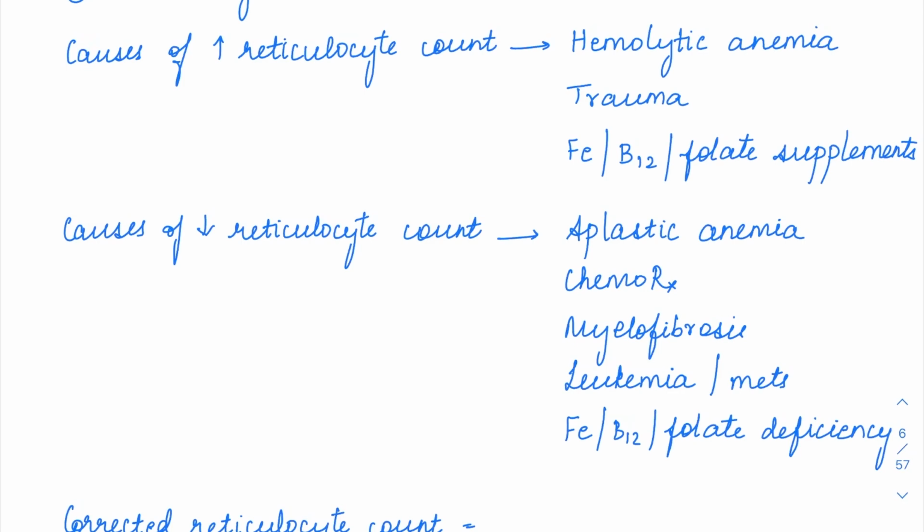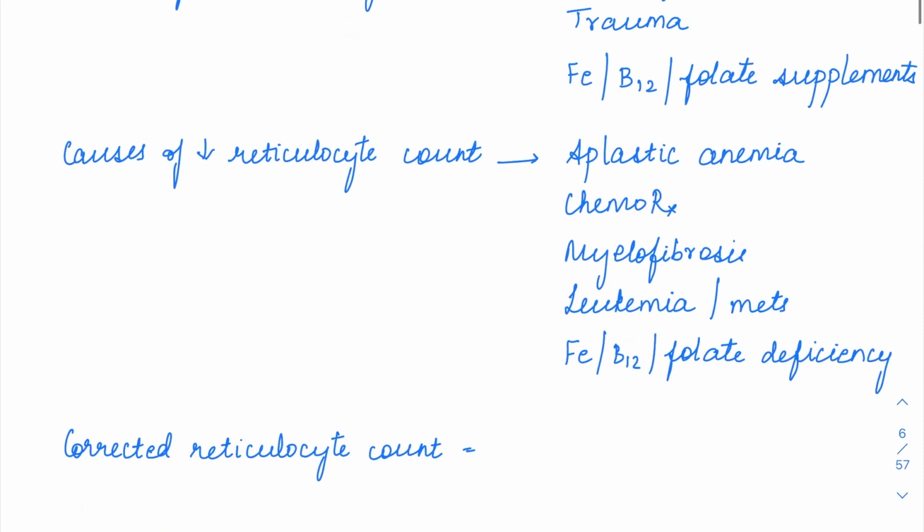So in a nutritional deficiency state, you will have decreased reticulocyte count, while when you are providing supplements to compensate for that, there is going to be increased reticulocyte count. Then, causes of decreased reticulocyte count. Whenever the bone marrow is not able to cope with the loss of RBCs, there is going to be decreased reticulocyte count.